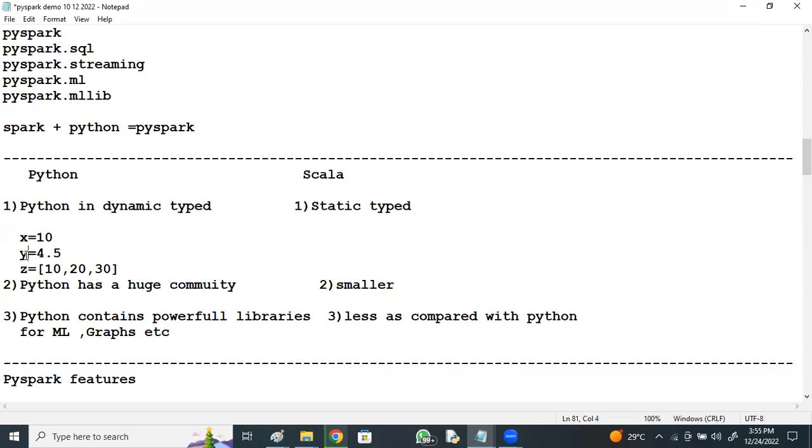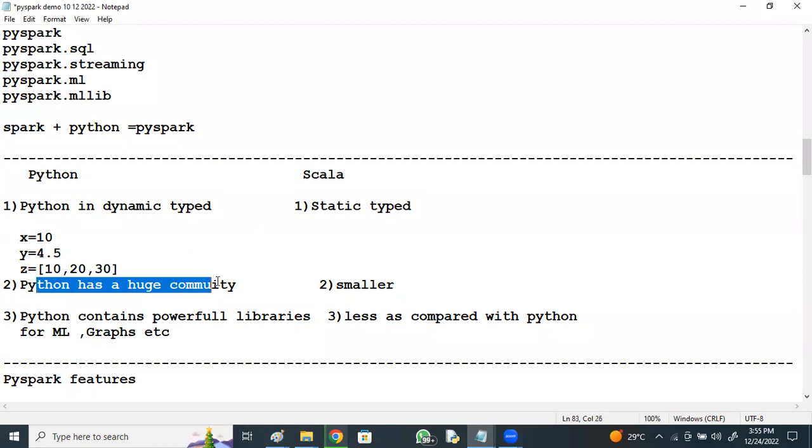Based on the value assigned, the variable Y is created. Based on that value, the variable Z is created. It is a list, it is a float, it is an int. How do you say that? Based upon what value you are assigning. Compulsorily we need to assign some value, right? Based on the value assigned only, the variables are created dynamically here.